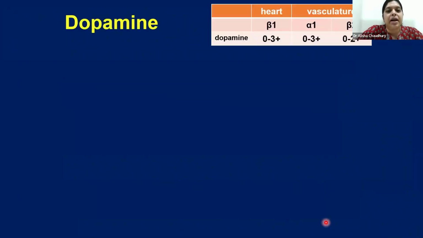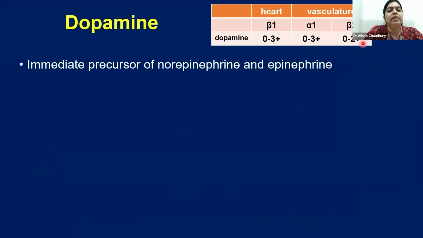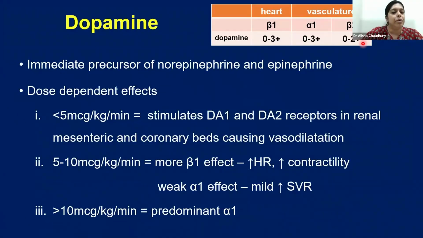Looking at the receptor action, dopamine has good action on beta 1 and alpha 1 and minimal action on beta 2. So it is an immediate precursor of norepinephrine and epinephrine, which I already mentioned. The dose-dependent effects are very important to remember in dopamine because at less than 5, it acts mostly through DA1, DA2 receptors in renal, mesenteric and coronary vessels, and it causes vasodilatation.